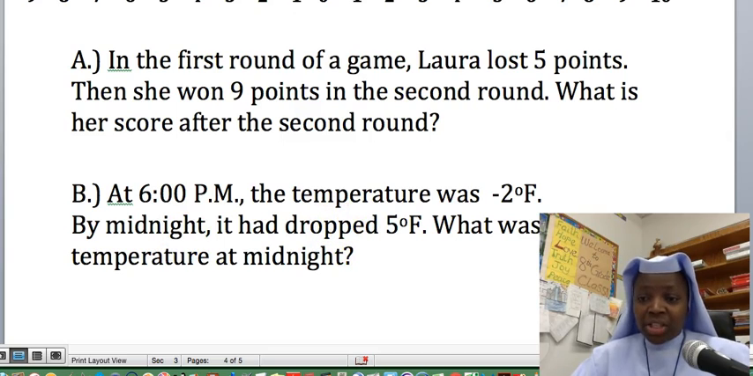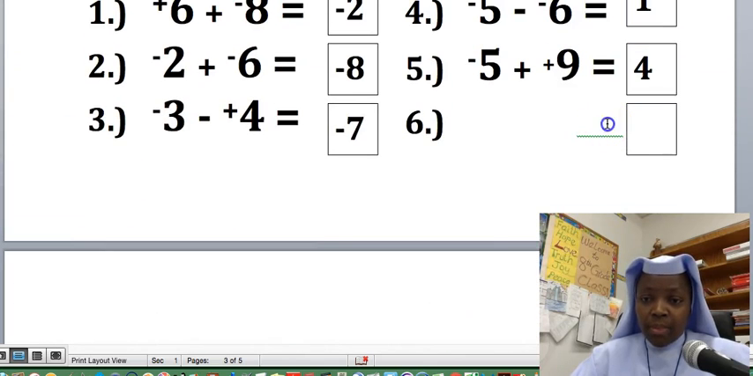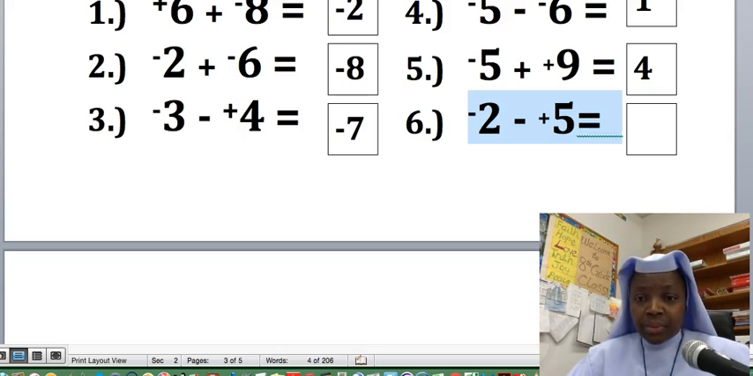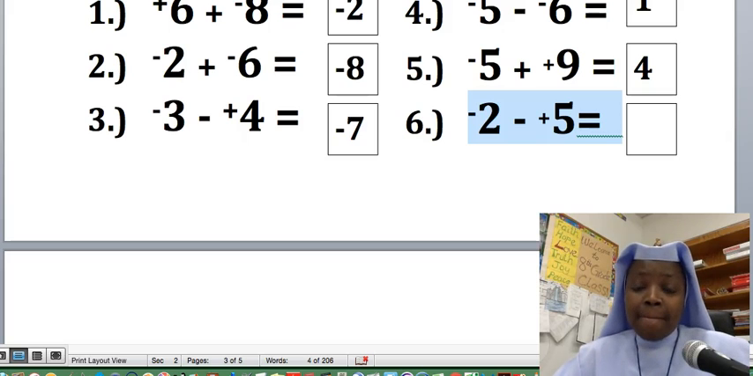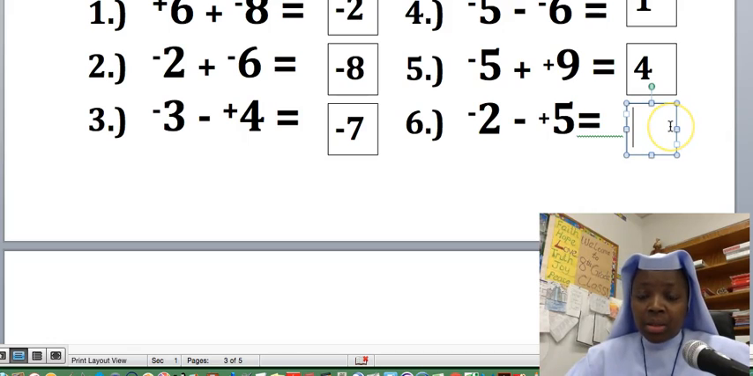Okay, drop will be subtraction, so it dropped. So we do, okay, -2 minus +5. Which is basically the same thing as -2 plus -5, either way. So that gives us what? So we take -2, which means go backward, reverse, go forward 5 times. Okay, let's do it.